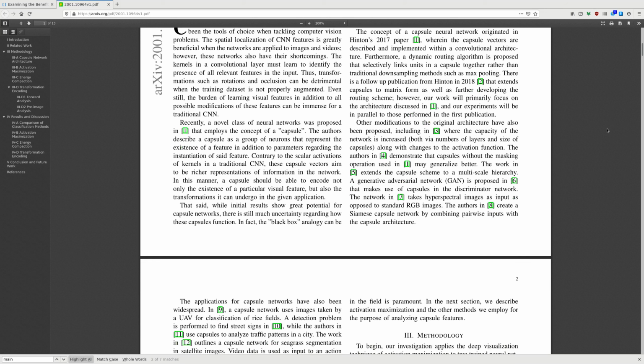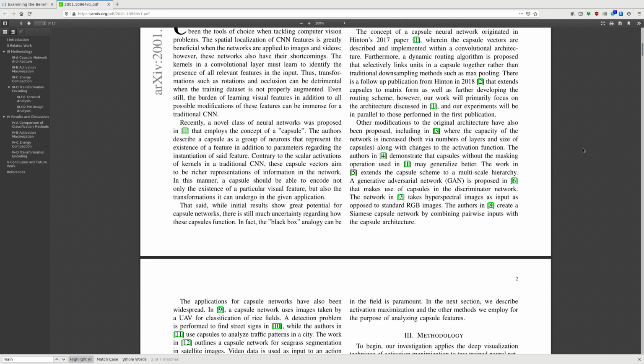Other modifications to the original architecture have also been proposed, including 3, where the capacity of the network is increased via both layer size of capsules, along with changes to the activation function. The authors in 4 demonstrate that the capsules with masking operation in 1 may be generalized better. The work in 5 extends the capsule scheme to a multi-scale hierarchy. A generative adversarial network is proposed in 6 that makes use of capsules as a discriminator network.